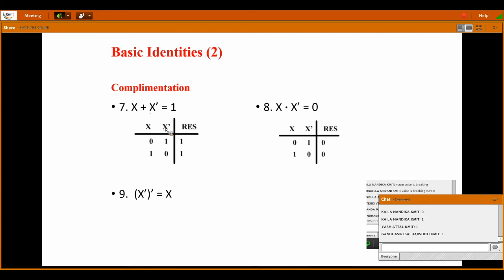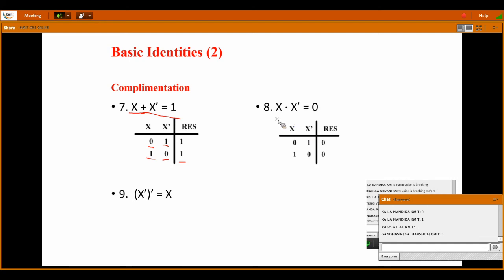Okay, so x dash is taken, the output is 1. How? I have taken an example here. If we take x equal to 0, x bar will be 1. Here the operation being done is plus, which means OR operation. So 0 plus 1 is 1, OR gate. Next, if you take x as 1, x dash will be its complement. For 1, the complement is 0. So 1 plus 0 is 1. Hence this identity: x plus x dash is equal to 1.